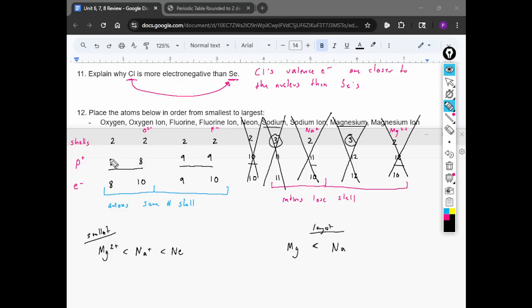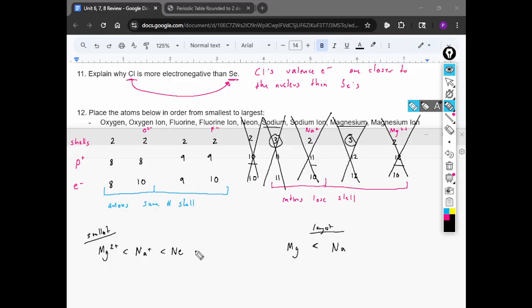Alright, now we are at the ones where you have the same number of protons and shells, so now we have to look at the electrons. Electrons have the opposite effect, right? If you have more electrons, what does it do to the atom? Yeah, they grow. And so let's start with the smaller one.